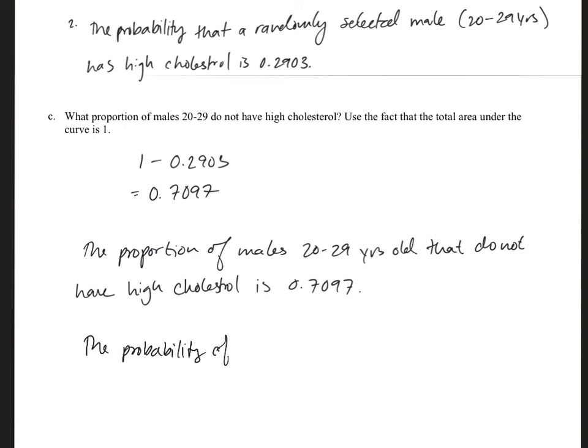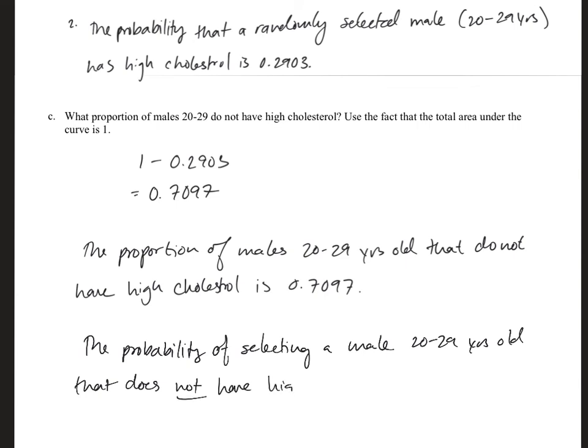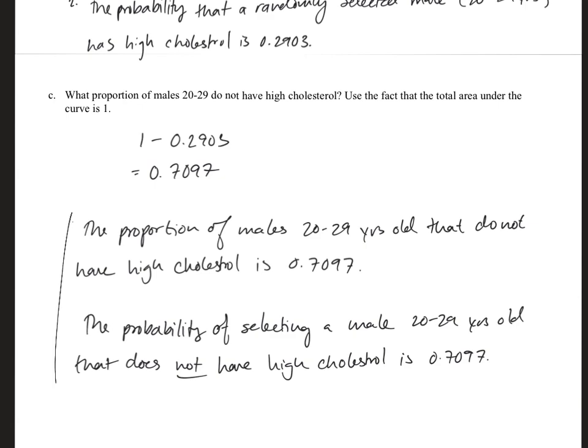You could also say the probability of selecting a male 20 to 29 years old that does not have high cholesterol is 0.7097. So once again, two different ways to write your final answer.